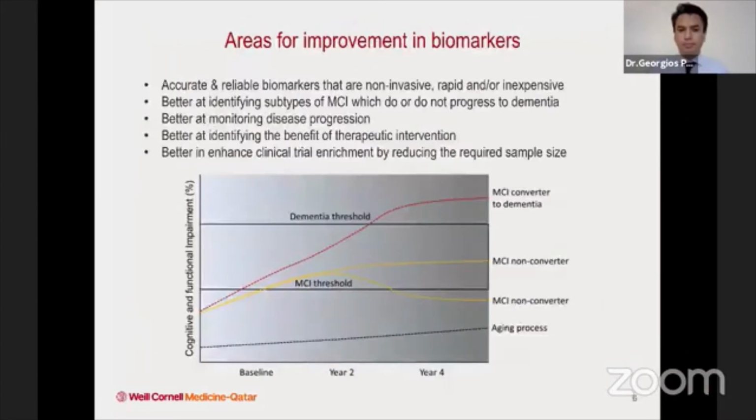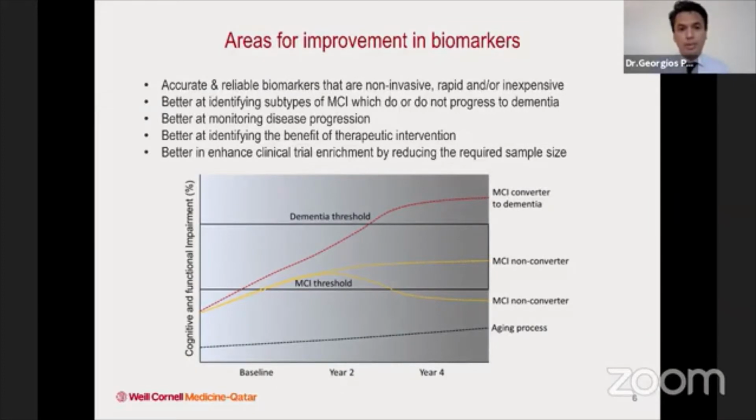So, areas for improvement. We still need accurate, reliable biomarkers that are non-invasive, rapid and inexpensive. Why? Because at the moment, for research where we're recruiting people with mild cognitive impairment, we don't want these long procedures. If anything is rapid and non-invasive, it's much easier for clinical trials.